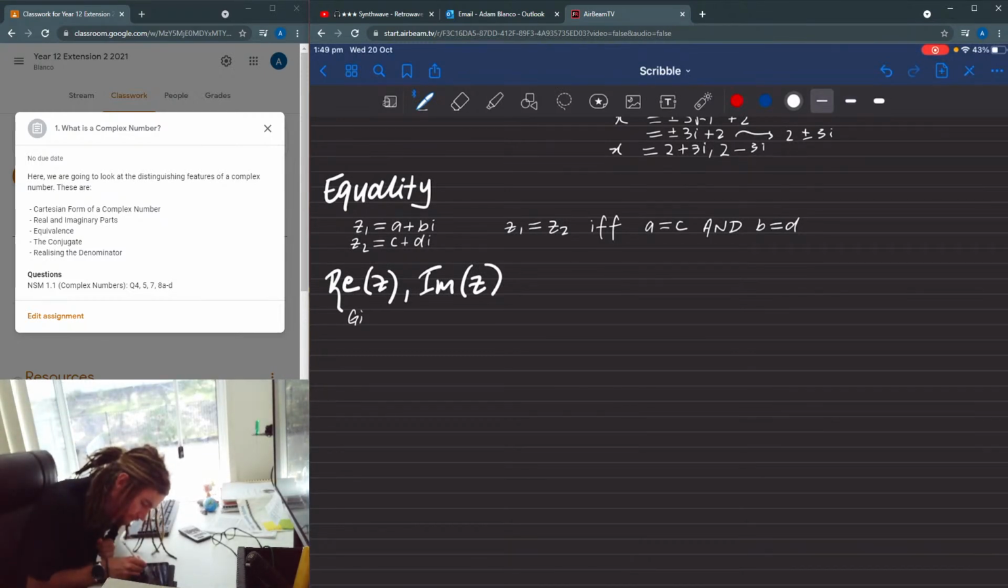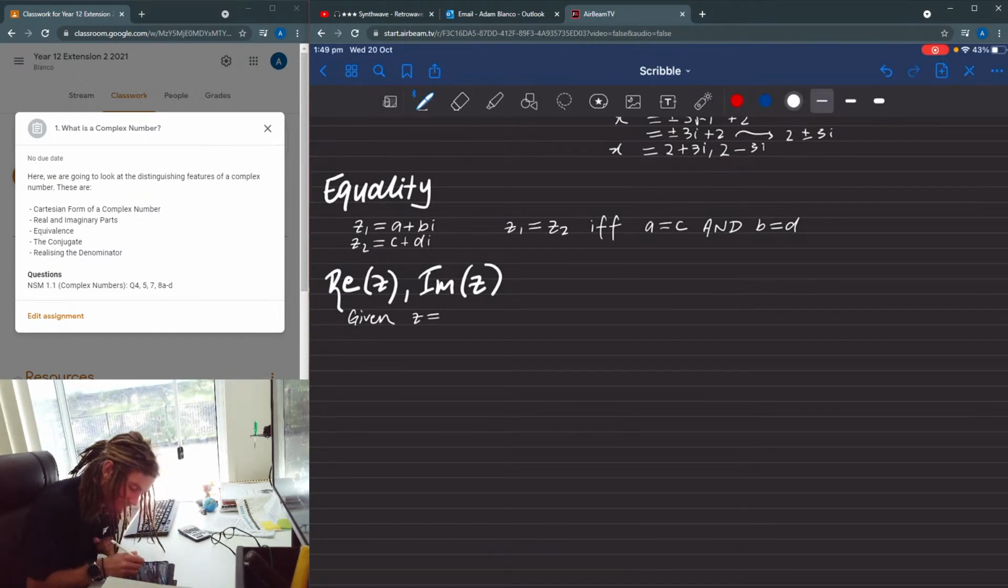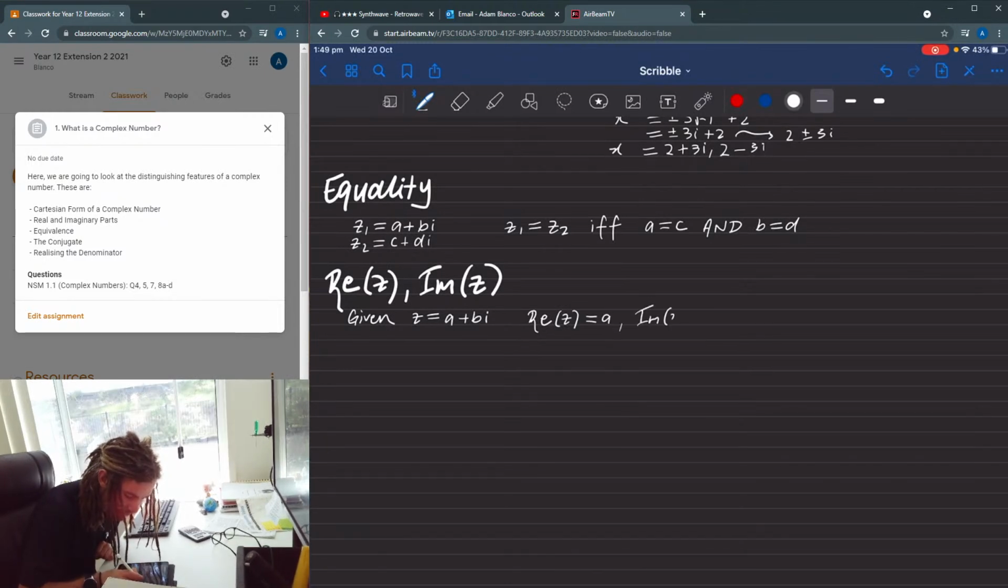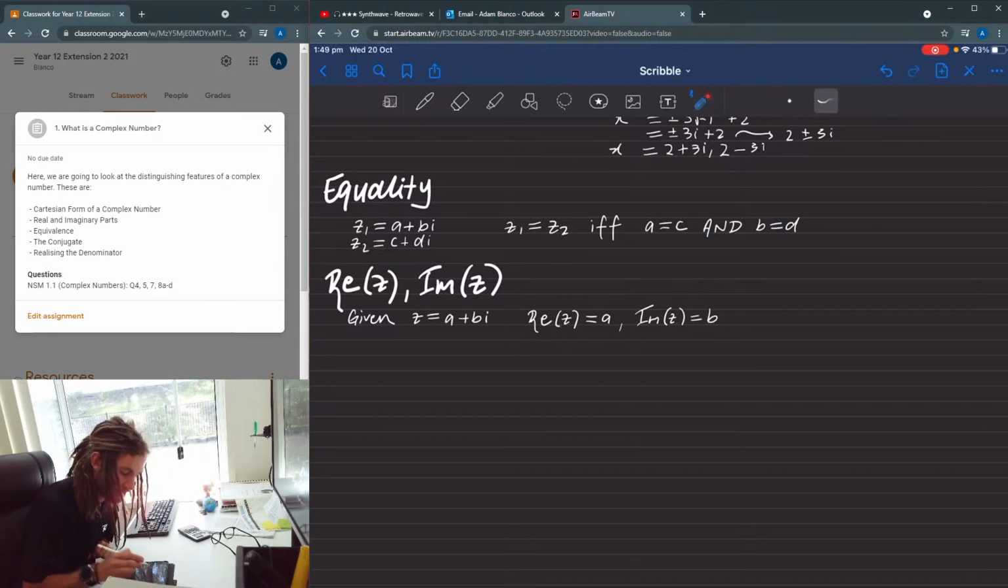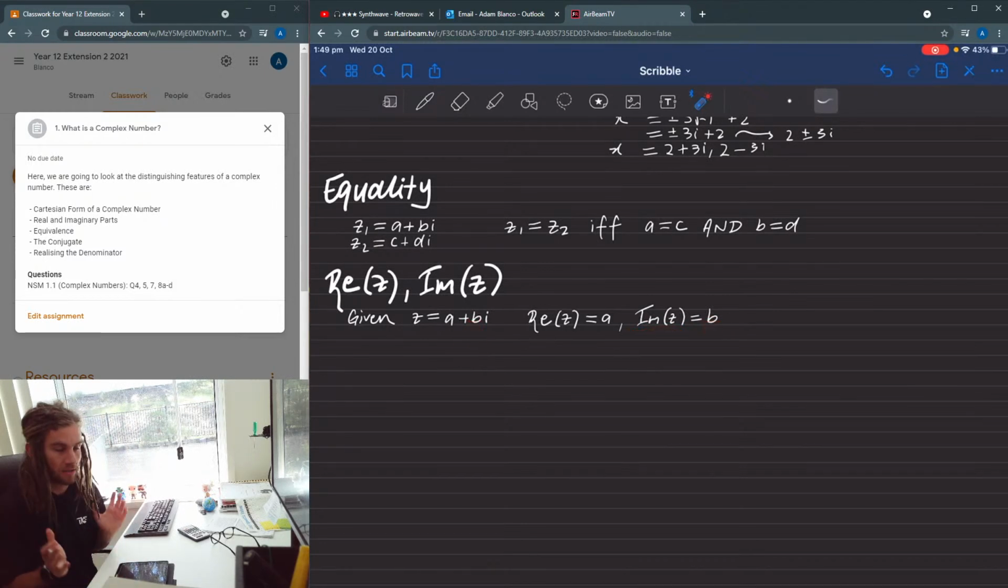Given a complex number, we'll call this a plus bi, our real part of z is the a, and the imaginary part is b. So that's the real part, that's the imaginary part. Some people get a little bit confused because they'll call the imaginary part bi. That's not true. The imaginary part of z is just the constant or the number next to the i, the scalar or whatever. That's all I wanted to say about that.